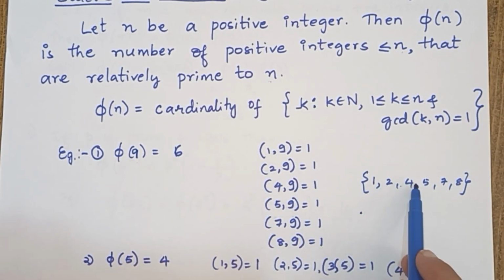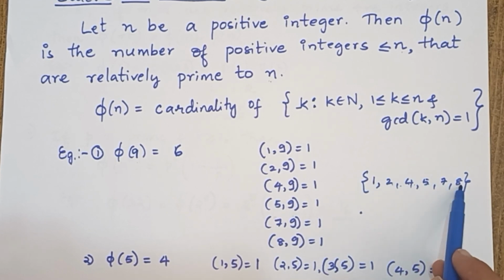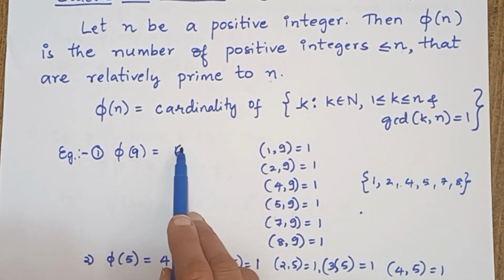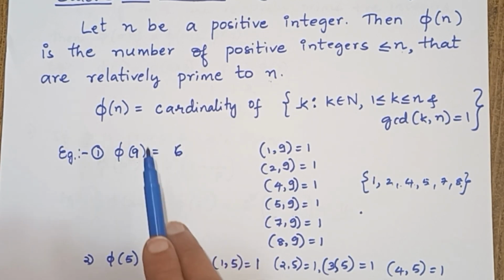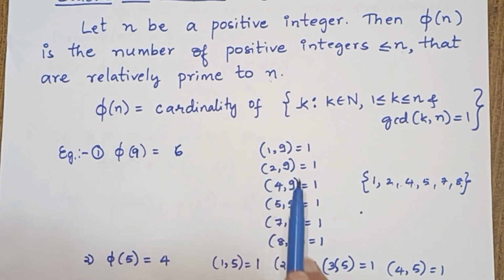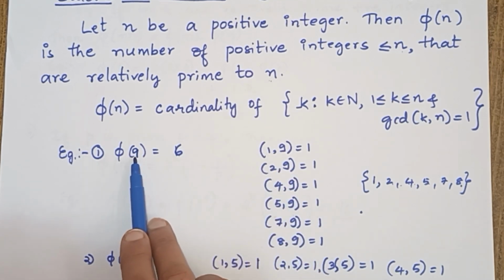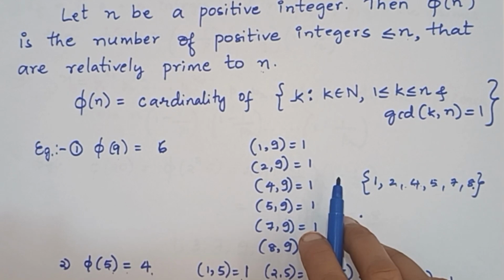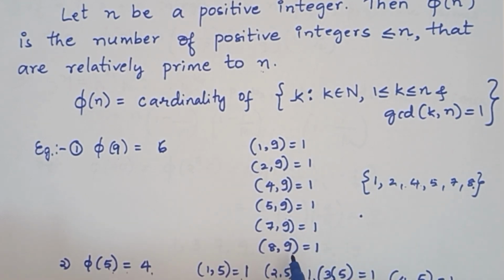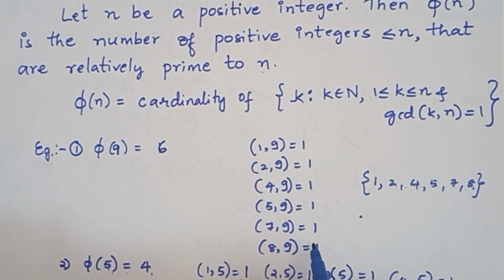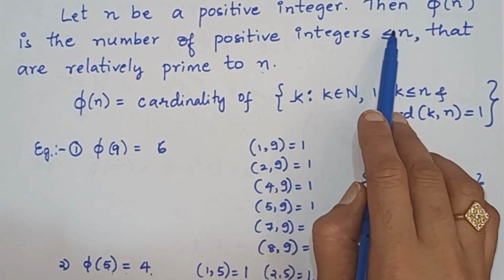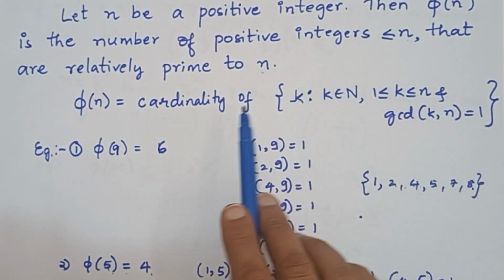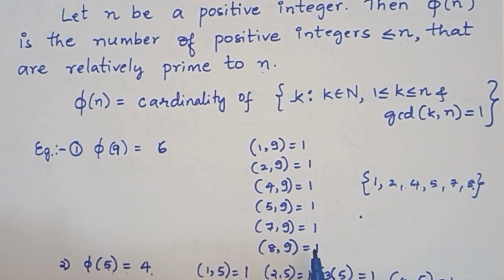So, how many are there? 1, 2, 3, 4, 5, 6. Therefore, phi of 9 equals 6. It gives you the number of positive integers which are relatively prime to the given positive integer. GCD of 11, 9 is also equal to 1, but that will not be listed here because the condition is all positive integers less than or equal to n. 11 is greater than 9, hence it won't be counted.